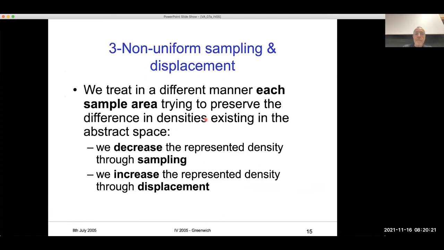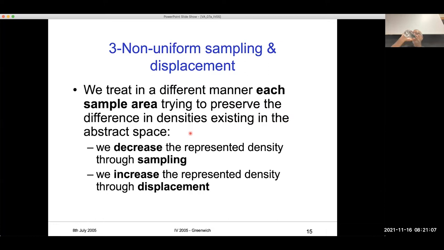So basically, our solution is based on the idea of having a non-uniform sampling, meaning that we apply different proportions, different intensity of sampling, in different sample areas. And we also use displacement. What is displacement? It is to move a pixel, a data element, a little bit to make it distinguishable on the screen, to avoid collision. And we apply a different sampling for each sample area. I will show you that we try to preserve the differences that exist in the initial space.